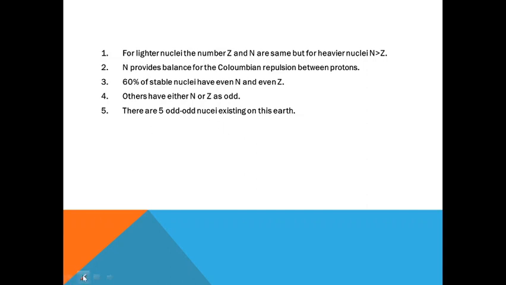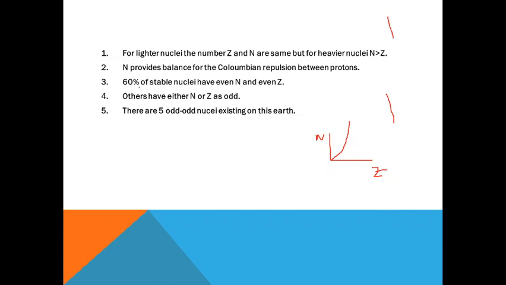Let's see some of the statistics here. For lighter nuclei, the number of Z and N are same. You've just seen that the graph is a straight line, but then it deviates. Initially, it's a straight line, but then it starts deviating. But for heavier nuclei, this is your N, this is your Z. This is from the Segre plot. N provides balance for the Coulombian repulsion.